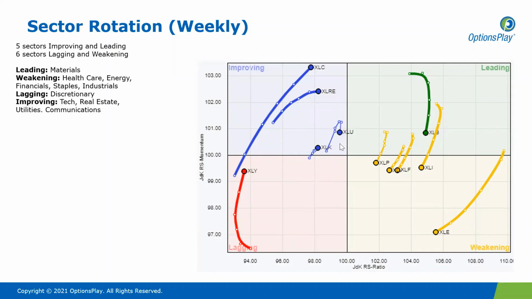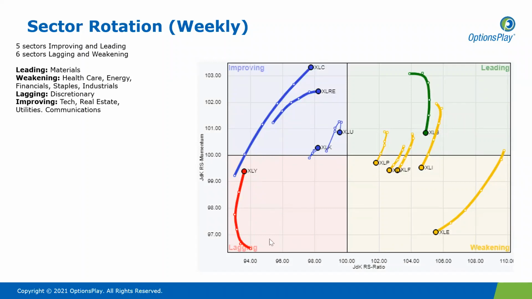Utilities are making a bit of a U-turn, looking like it was heading towards the leading category. And we are seeing some poor relative performance in the last couple of weeks. So it's still staying in the improving category. Definitely a huge improvement from where it was a few months ago in the lagging category, but stalling on a relative basis.